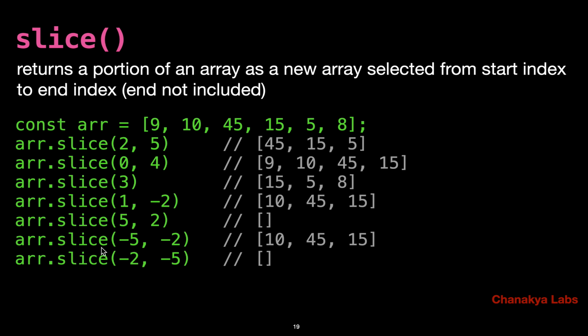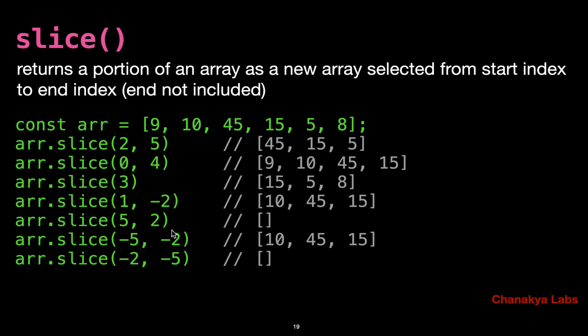Now minus 5 to minus 2, you see that both are negative, but it works out here. What is minus 5? Minus 1, minus 2, minus 3, minus 4, minus 5. This is 10. This is minus 5. And from here I have to go till minus 2, which means till 15. So 10, 45, 15, that is the answer for this.